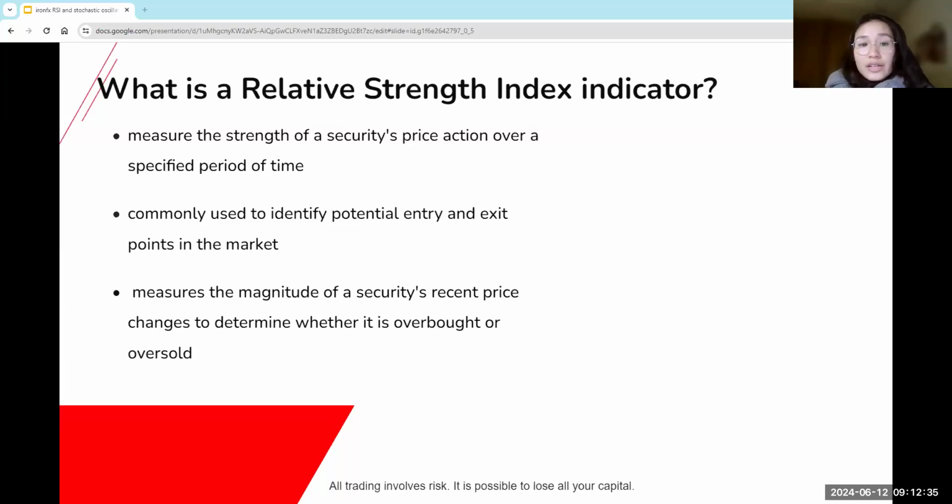So what is RSI? It's a measure of the strength of the price action over a specified period of time, commonly used to identify potential entry and exit points in the market. The RSI also measures the magnitude of a security's recent price changes to determine whether it's overbought or oversold.